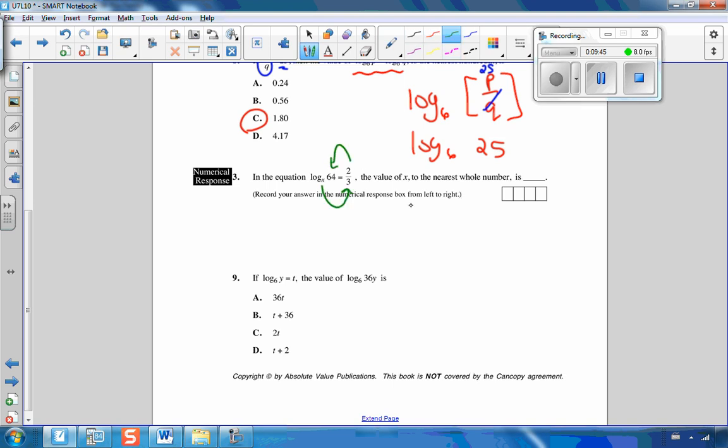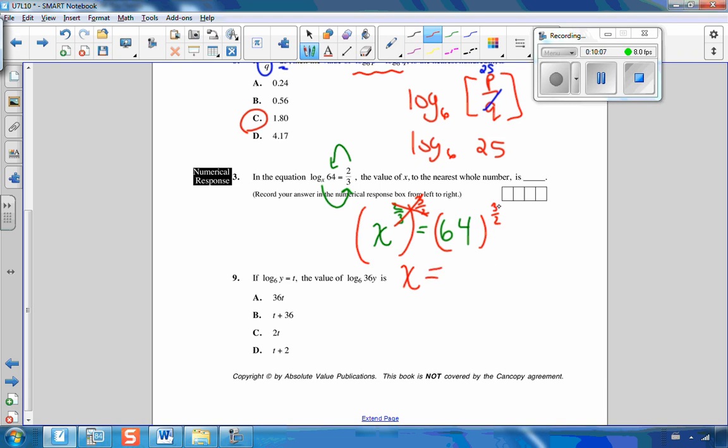Just like that. So x to the 2/3 equals 64. Now, when we have something like this where we have a rational exponent, I showed you guys to raise it to the reciprocal power, 3/2. Raise the other side, to be fair, to the reciprocal power, because then 3 divided by 3, 2 divided by 2, you're just left with x.